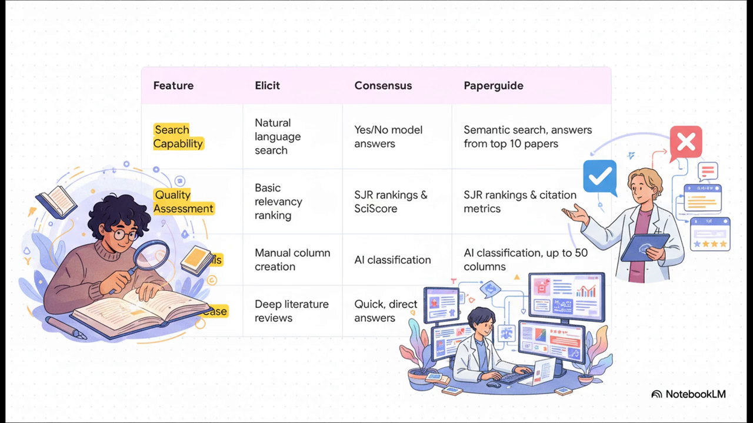Okay, what's immediately clear here is that you've got to choose the right tool for the right task. For a deep, systematic literature review, a tool like Elicit seems ideal. But if you just need a quick, direct answer to a research question, Consensus is designed for exactly that. And for a comprehensive workflow that combines semantic search, that is, searching for meaning, not just keywords, with quality metrics like SJR rankings that rate a journal's importance, well, that's where PaperGuide is an extremely powerful option.